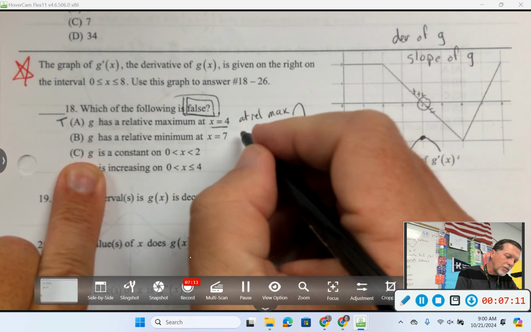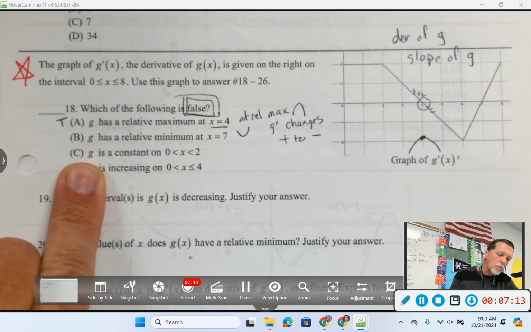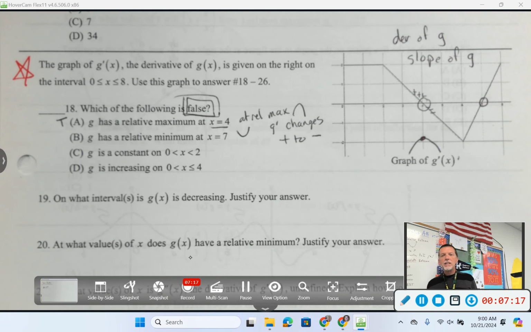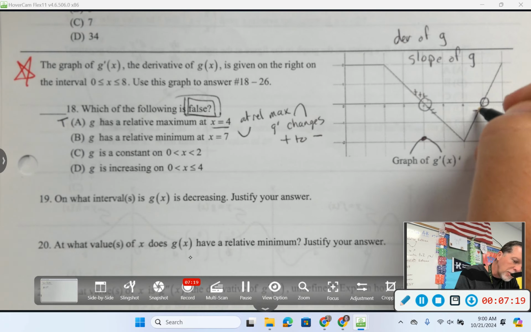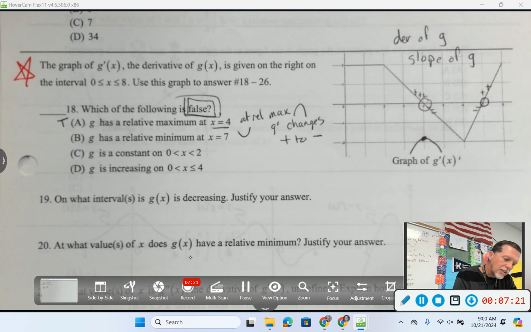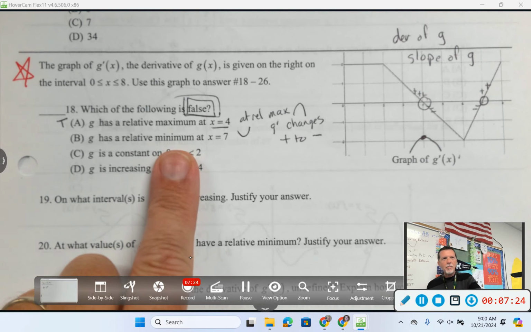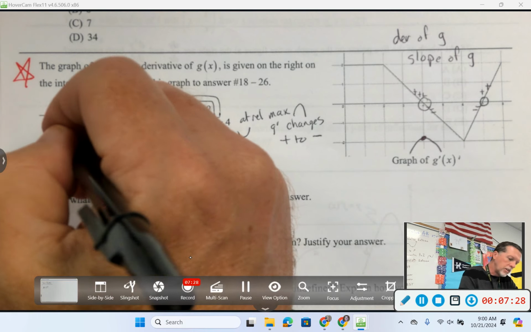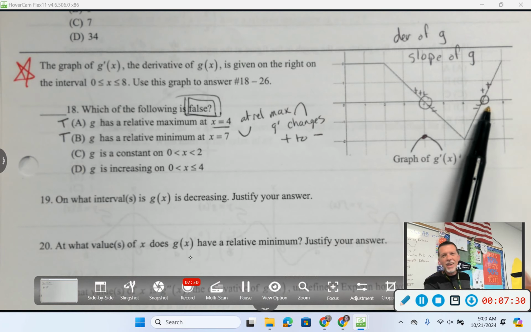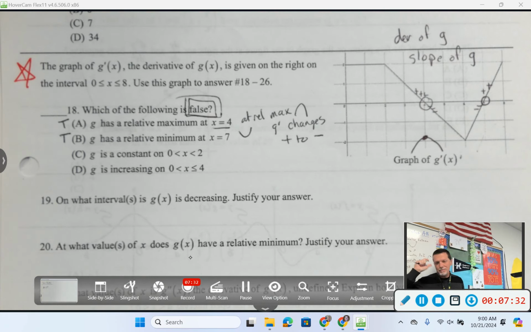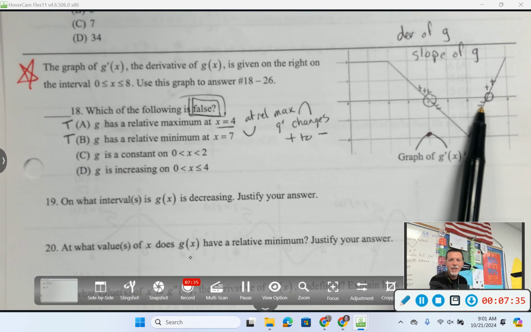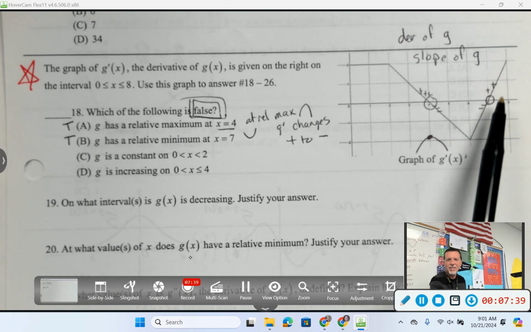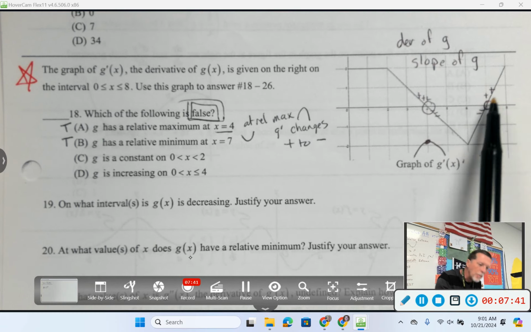Relative min at x equals 7. Okay, so same kind of thought process. So there's 7. g prime is changing from negative to positive. So does that make a relative minimum? Yeah. So there is a relative minimum. And again, same thing. Like, your brain has to really be on and thinking to look at that picture and say, there's a minimum there. It's like, that doesn't make sense, except that that's the graph of g prime, not the graph of g.